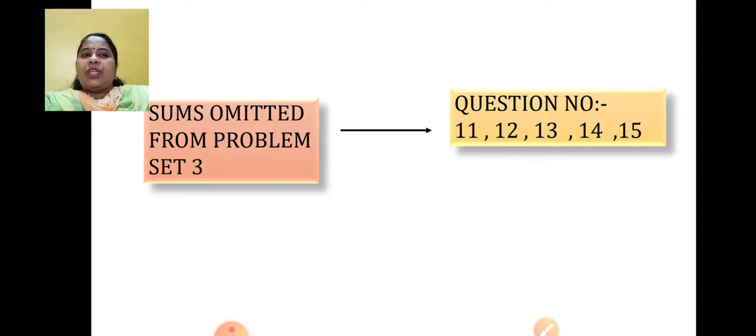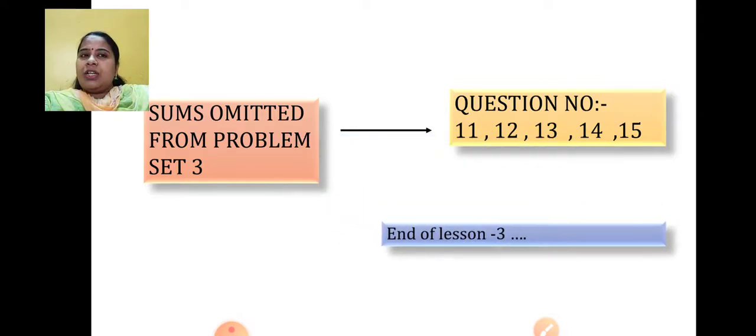So with this I come to the end of this session as well as the end of lesson 3, that is polynomials. I hope you have understood all the sums including the problem set sums. So complete till here. We'll meet in the next session. Thank you.